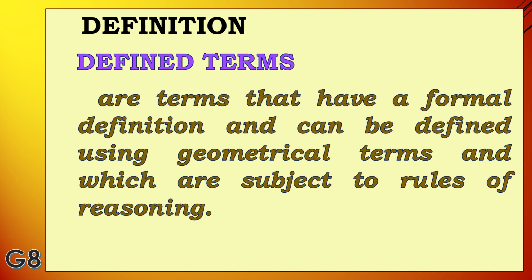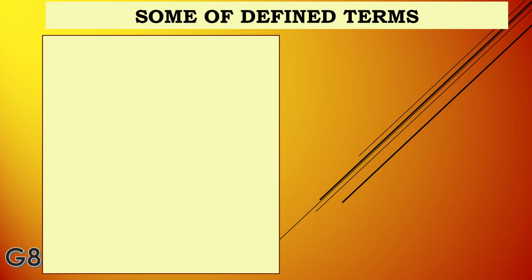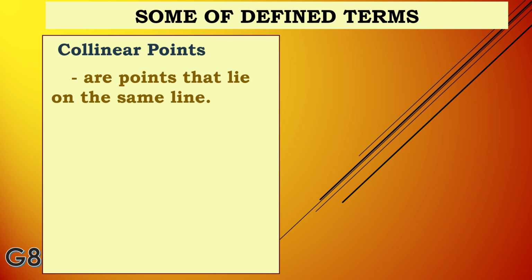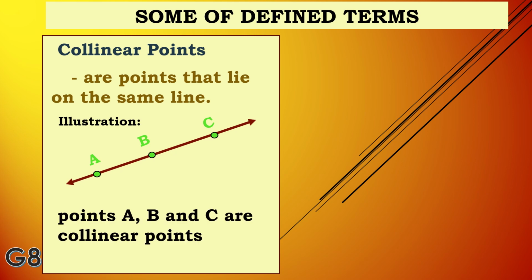Now, when we talk of defined terms, these are the terms that have a formal definition and can be defined using geometrical terms and which are subject to rules of reasoning. Say, for example, collinear points. These are points that lie on the same line. So in this figure, we can see that there are 3 points that lie on the same line. We have point A, point B, and point C. They lie on the same line, therefore, points A, B, and C are called collinear points.